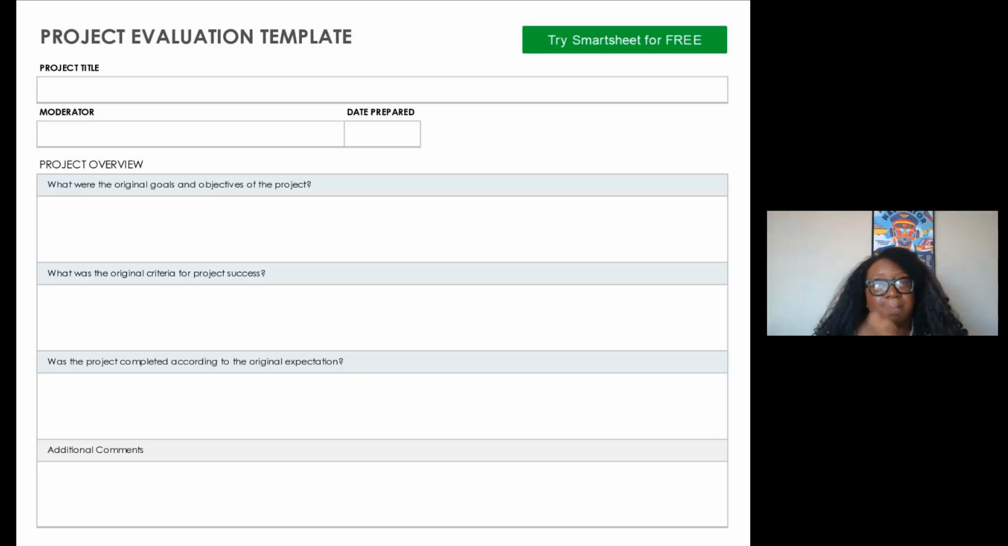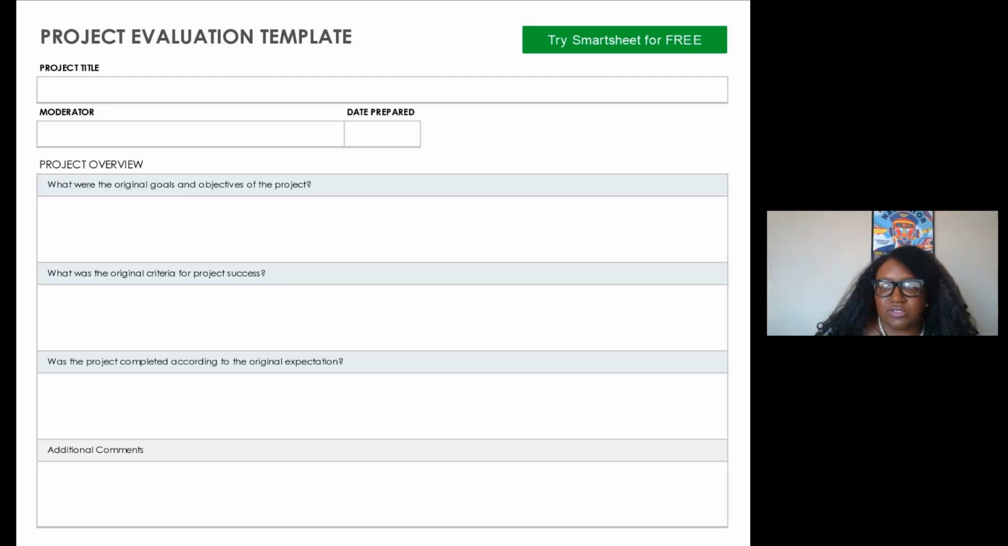To more candidates. So you see right here, you're going to title your project, which is going to be equitable hiring, or maybe you're a little more creative than that. You can come up with something really fancy that alludes to that, and the moderator, or essentially your sponsor. So project overview: what were the original goals and the objective of the project? What was the original criteria of the project success? Remember, we determined success from the beginning. We may have to make adaptations, but that's okay. But we want to know what it is we're trying to do from the get-go.